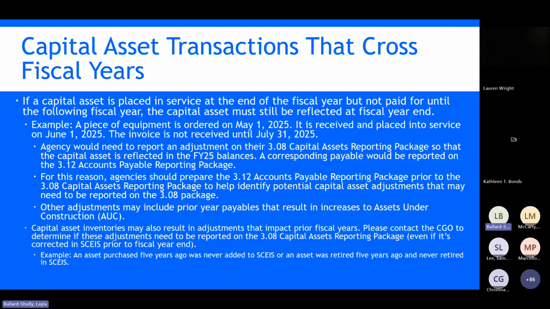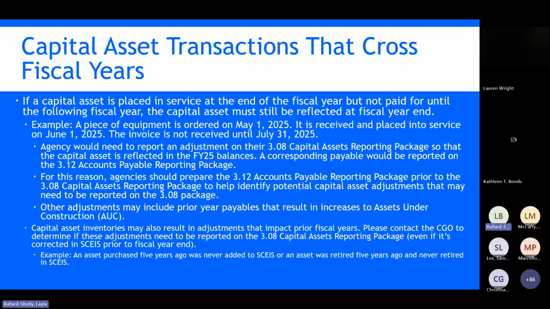So, the way SKIS is set up makes this process hard, because you can't put the capital asset properly in SKIS before you actually pay it. So in this case, you would need to report an adjustment on your reporting package so that we could show that you do have the capital asset as of 6/30. And you would report any depreciation that needs to be recorded along with that. And you would also have a payable, which you'd be reporting on the accounts payable reporting package.